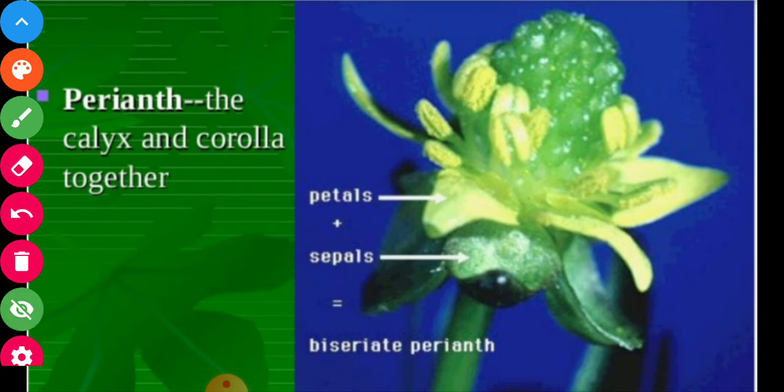Here, perianth. So the perianth is a condition when calyx and corolla are united. When calyx and corolla are united, the condition is called perianth. Sepals and petals when they are attached together, the condition is called perianth. So perianth, the calyx and corolla together.